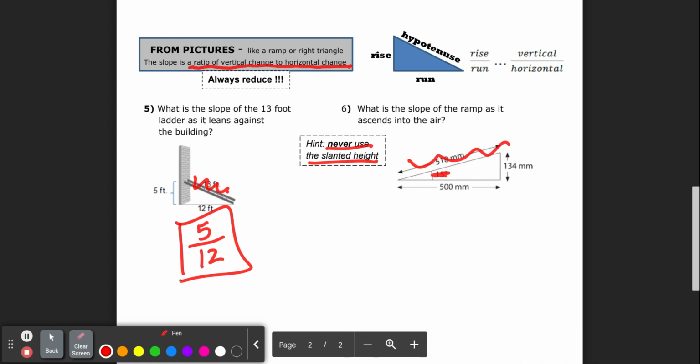Over here, we've got 134 divided by 500. And I know that this will be divisible by 2. So that is 67 over 250. So we're going to go with that. All right.